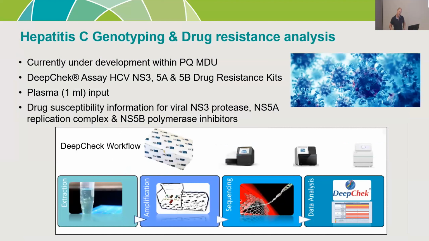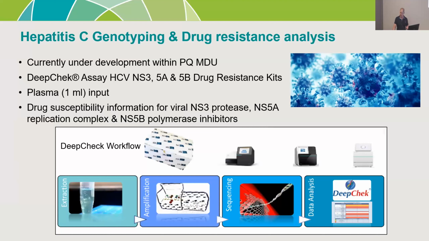And then just finally, in terms of other stuff that's going on in the PQ space, our molecular diagnostic unit is also looking at trying to validate a hepatitis C genotyping and, again, drug resistance analysis genomics test. They're currently looking at using a deep check assay. This is all very preliminary work, but certainly the first couple of runs they've done have looked really promising. With this particular assay, rather than taking the whole genome, they amplify up a number of fragments that are associated with either the genotype or the 3 NS genes that we know confer these resistance mutations.